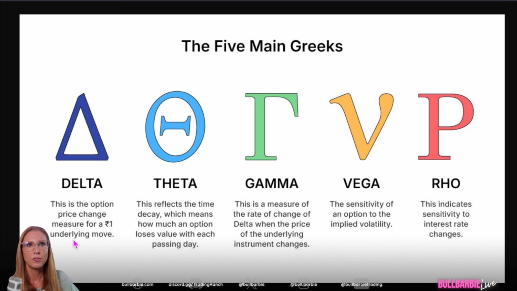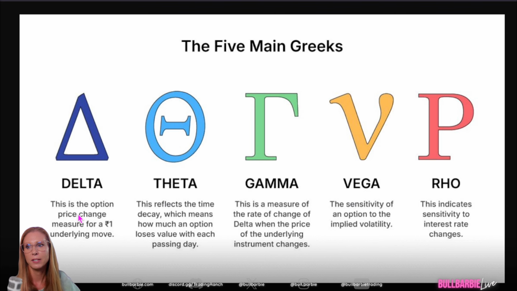So I mentioned earlier that the premiums have all these different equations that go into the price, and there's the intrinsic value and there's the extrinsic value. One of the extrinsic values is how much time you have left on there. And there's also how much it's going to move in price. And those are the main ones that we're going to be paying attention to most of the time. So that's delta and theta.